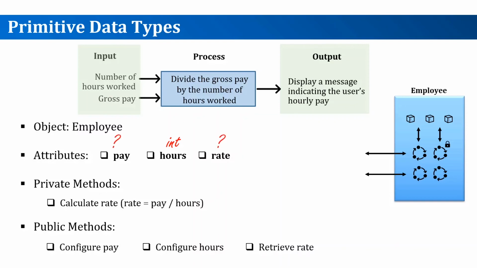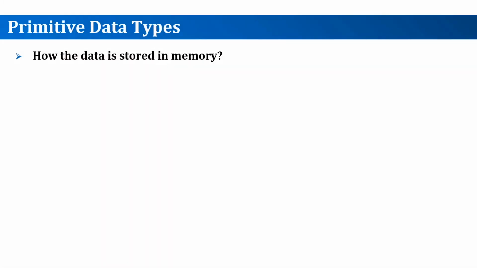Now, what about the other attributes? Pay or rate, both of these could be fractions. In this case, we cannot refer to them as integers. They must be of a different data type other than an integer, a data type that allows for fractions. This is what we mean by data types, and what we want to learn is what other data types Java supports. Before we do that, let's see how data are stored in a computer memory.